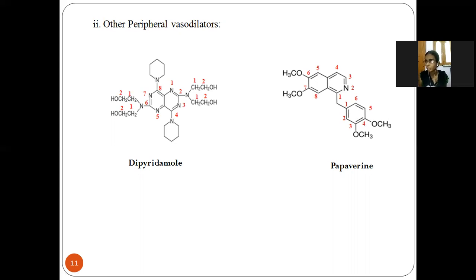See here in the fourth position and the fifth position, OCH3 means methoxy. So it is dimethoxy and this is the phenyl. So 3,4 dimethoxyphenyl, which is attached at the first position of the isoquinoline structure. So in the structure of the isoquinoline at the sixth position and the seventh position also, dimethoxy groups are attached.